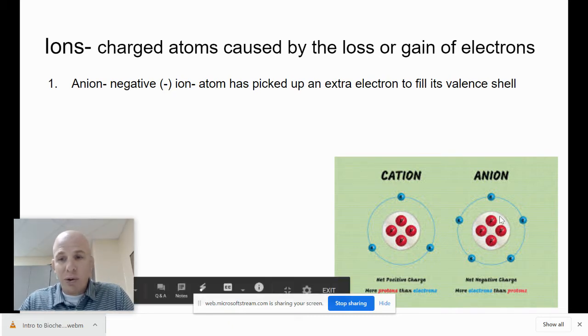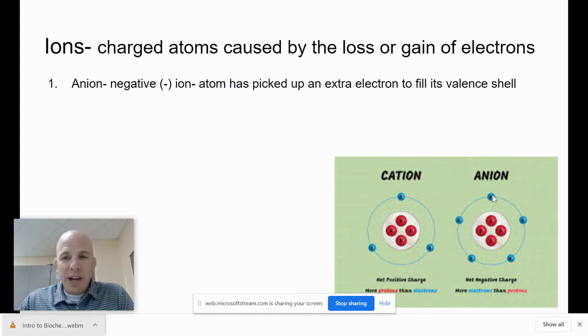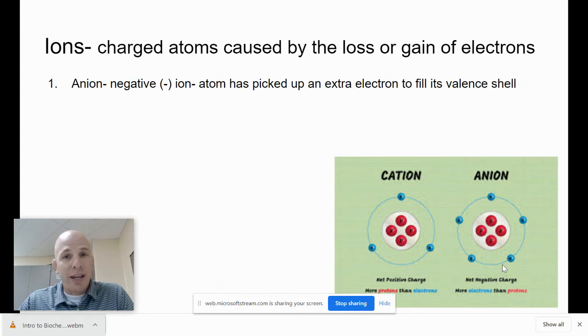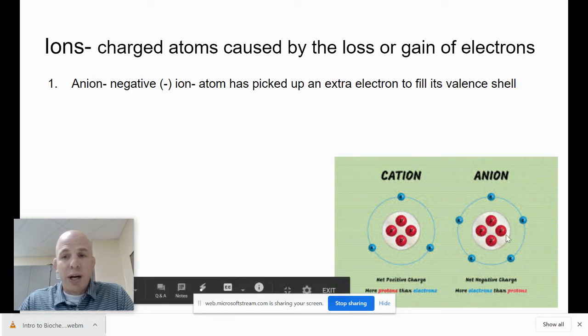So if you look at this one right here, for example, I have 1, 2, 3, 4, 5 electrons and 1, 2, 3, 4 protons. Since I have more electrons, which are negative, than I do protons, this is a negatively charged anion. It's picked up an electron.